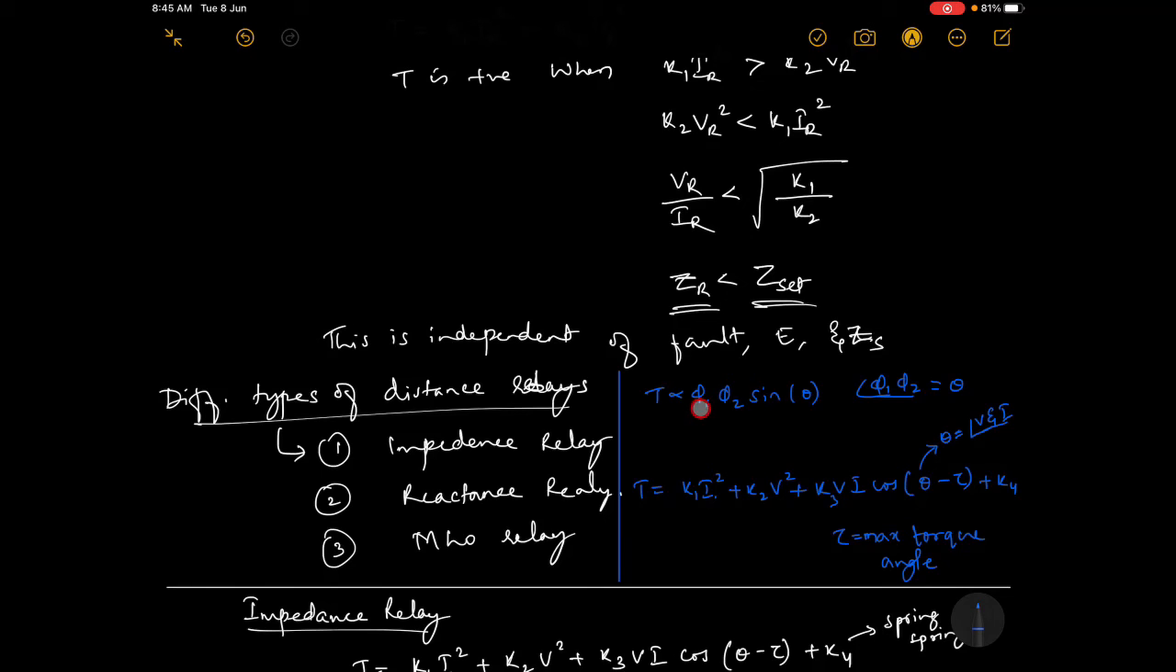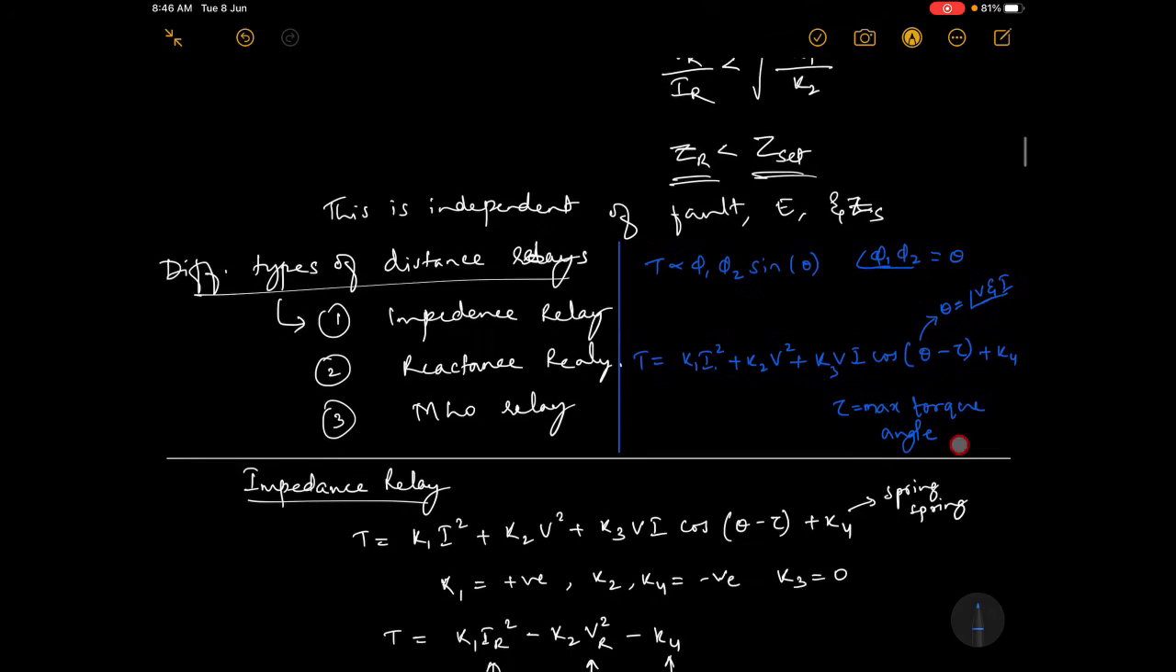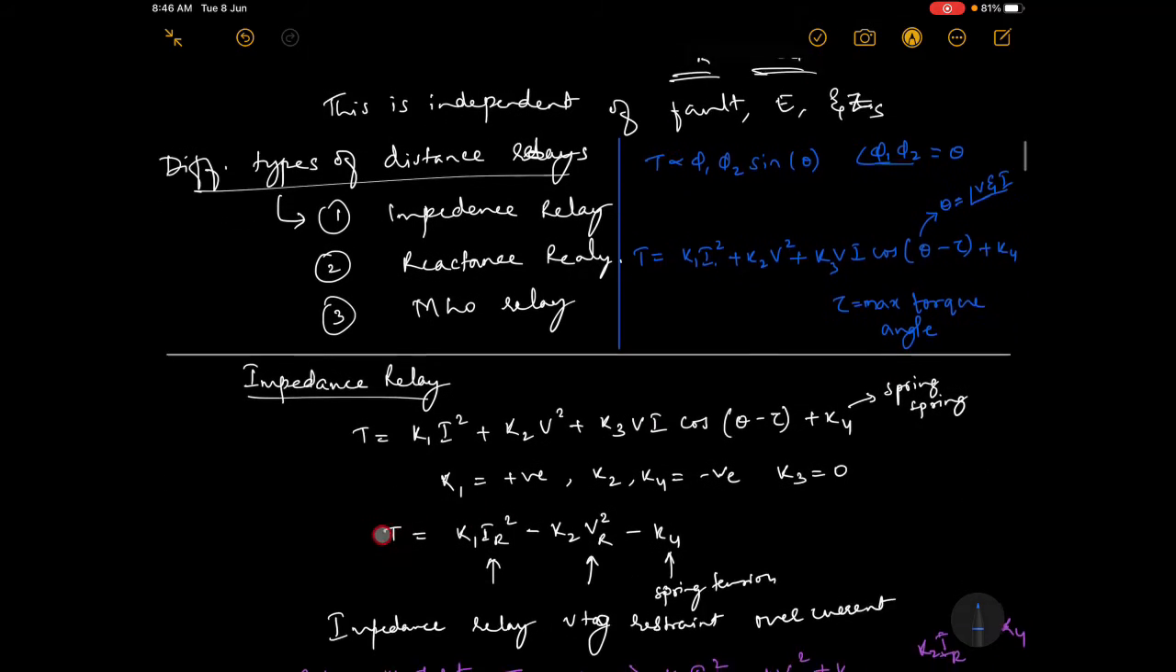To produce a torque, we need two fluxes. Since it is a product of two fluxes, you can see here it is squared. It can be due only to current, or only to voltage, or due to a combination of both. When there is a combination of both, of course there will be a phase difference between voltage and current. That phase difference is nothing but the impedance angle theta. So impedance angle theta and maximum torque angle. So how to have a torque? Yes, we will see.